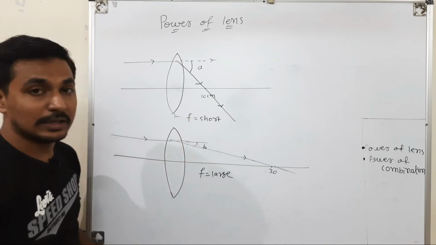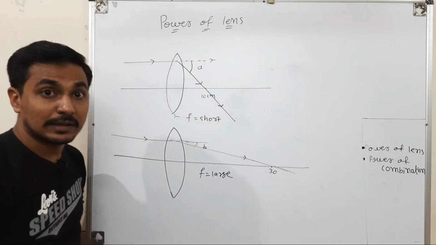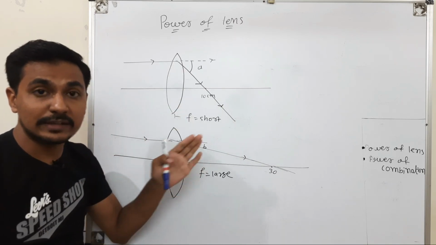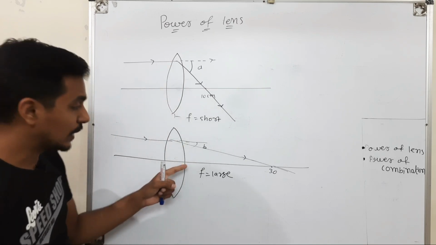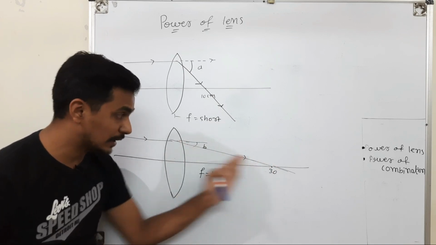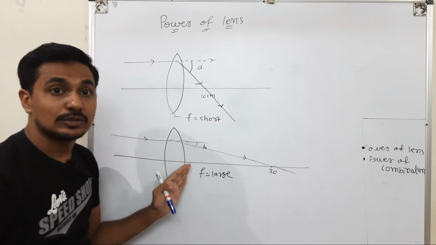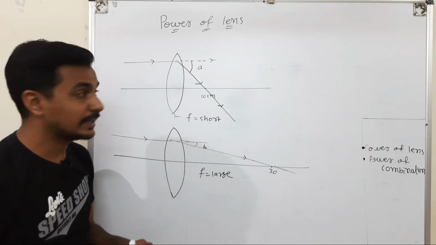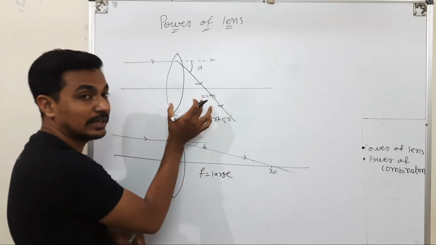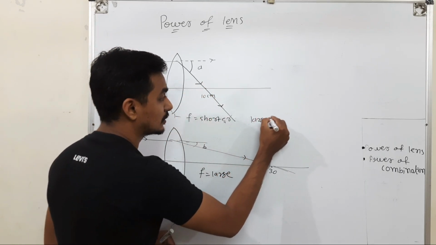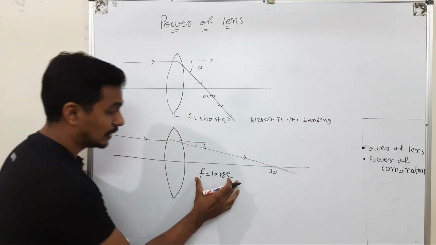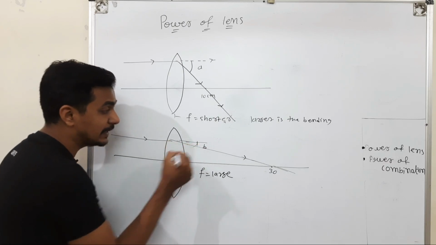For smaller focal length, the degree of bending, the power of bending, the ability to refract the light is more, while the lens having larger focal length has less power to bend the light. We can say, the shorter the focal length of the lens, the larger is the bending. For larger focal length, the bending is very small.